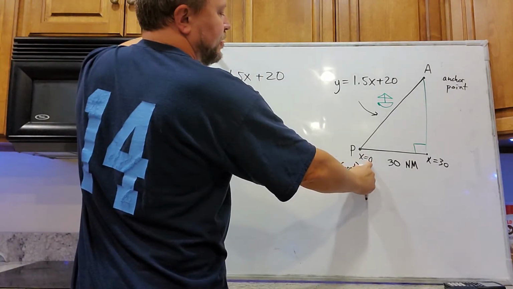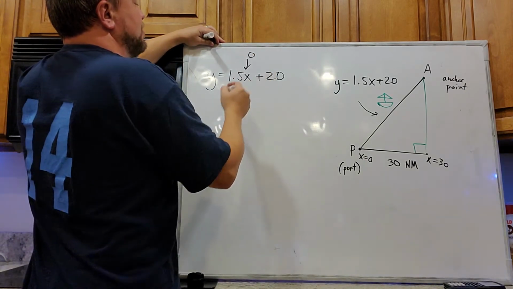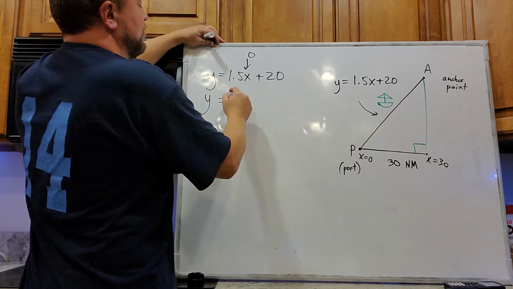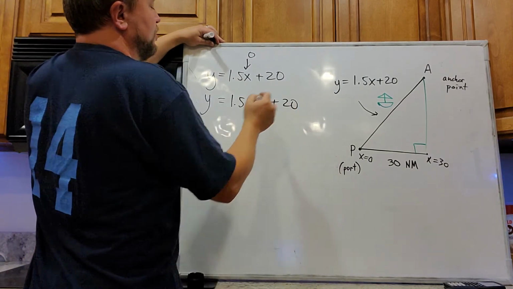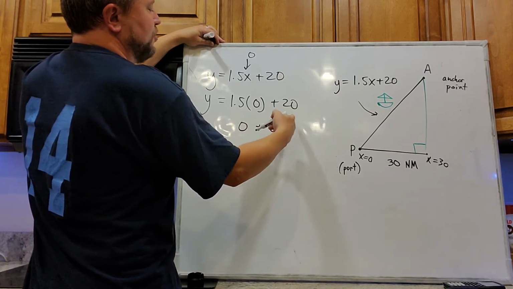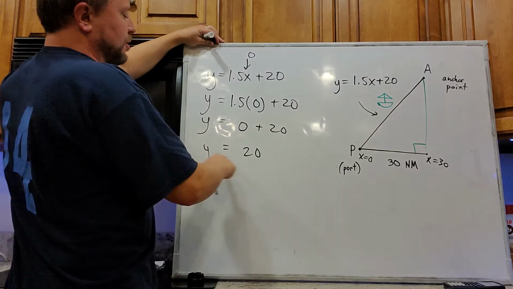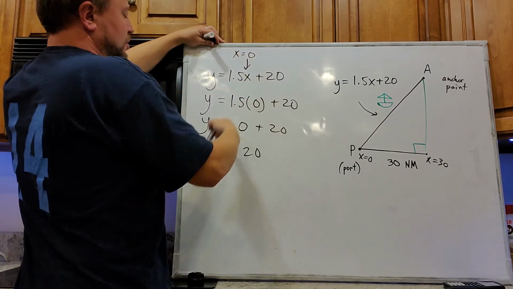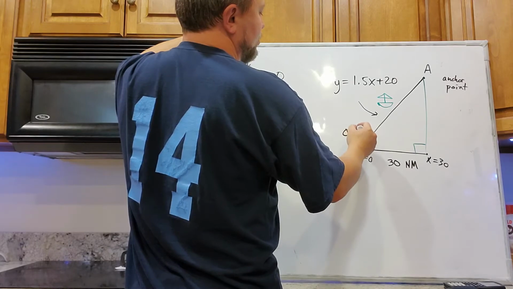we plugged in 0 for our x value right in here. So if I plug a 0 in there, I can then find the y value. So what's going to be 1.5 times 0 plus 20? Well, anything times 0 is 0. 0 plus 20 is 20. So there's your y value. When x was 0, y was 20. So you could say the coordinates at this point then is 0, 20.